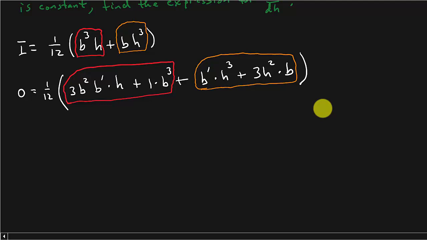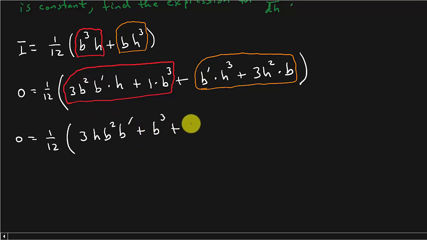All right. So let's see what we can do. We've got 0 is equal to 1/12 times, now I'm just going to clean this up a little bit. That's going to be 3h b squared b prime plus b cubed plus h cubed b prime plus 3h squared b.